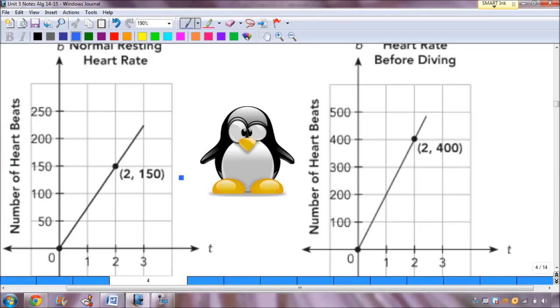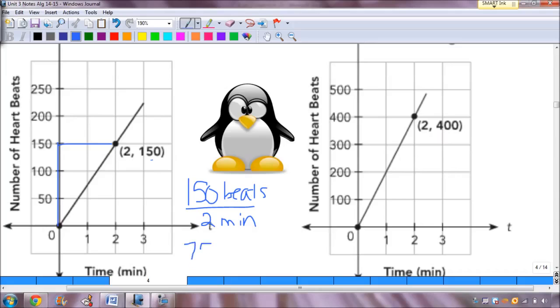So to figure out the heart rate, we just have to figure out how many beats per minute the penguin's heart is beating at. So right here we know that it took, just like we always do, 150 beats in 2 minutes, but it's really because the rise was 150 beats and the run was 2 minutes. So when you divide that information out, you get 75 beats per minute. Okay. And then over here, I'm going to do the same thing.